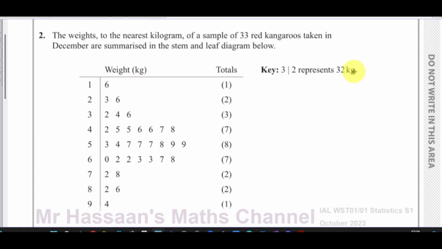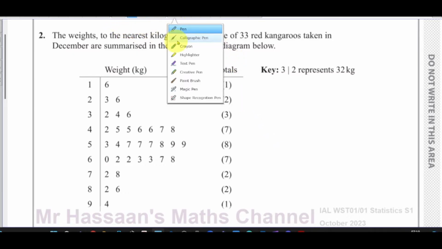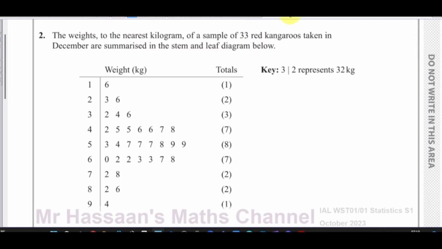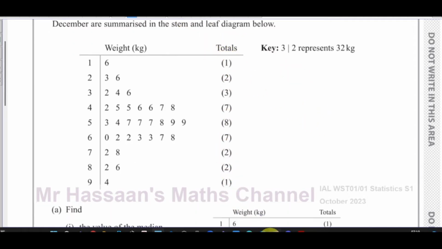So before the line, which is the stem, is the tens, and after the line, which is the leaves, the units. So these are the tens and these are the units. So this, for example, would be 58 kilograms. And there's 33 in total, which we should note because sometimes you don't read the question properly and you might miss the fact that there's actually 33 kangaroos. Okay, so instead of counting all of these and adding them together, you should know that the total is going to be 33 straight away.